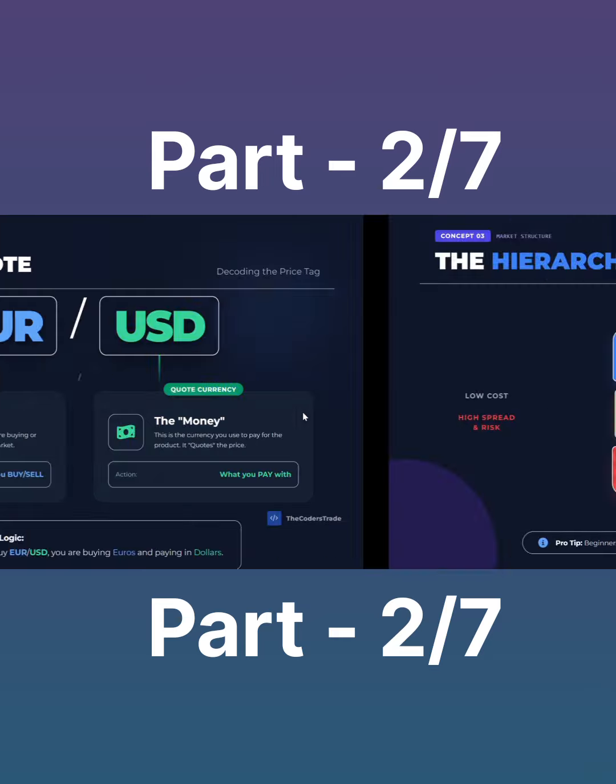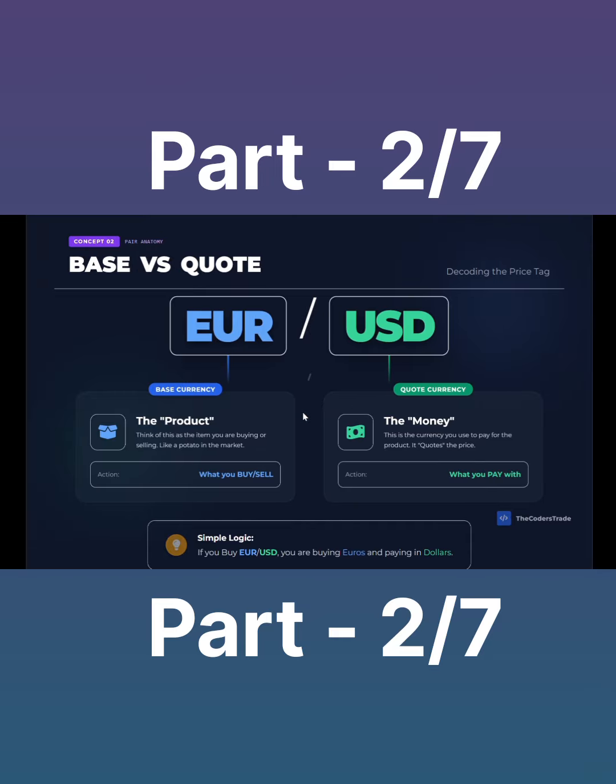Now, let's look at the anatomy of a trade so you can finally decode that price tag on your screen. Every pair has two sides. The first currency you see, in this case, the euro, is your base currency. I want you to think of this as the product. Just like a potato in a vegetable market, this is the actual item you are choosing to buy or sell. The second currency, the USD, is your quote currency. This is the money. This is what you use to pay for the product. It quotes the price of the base currency to you.